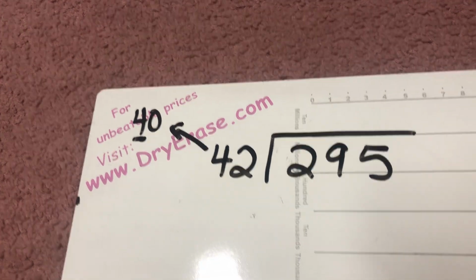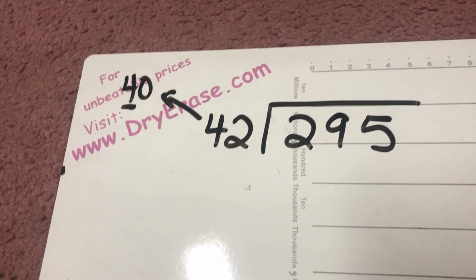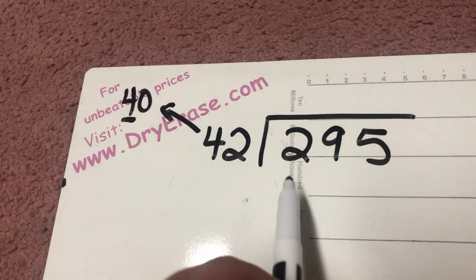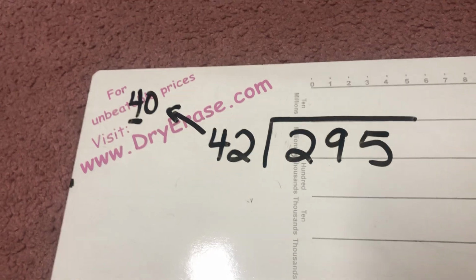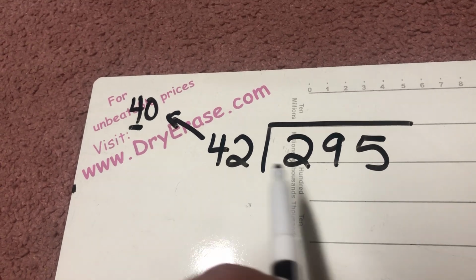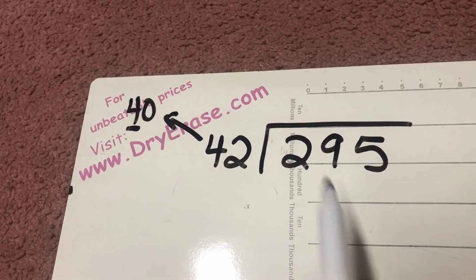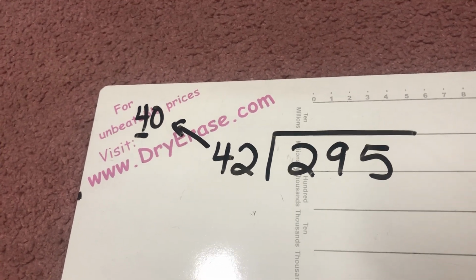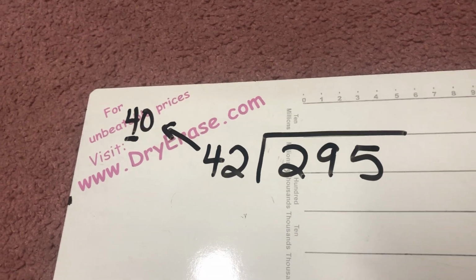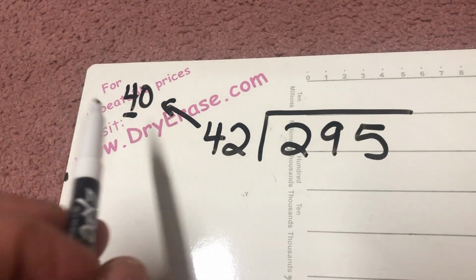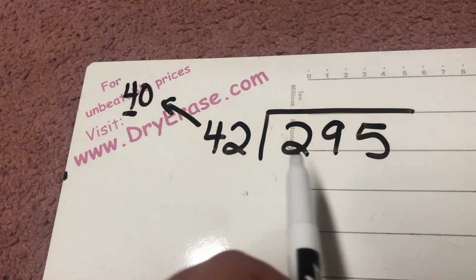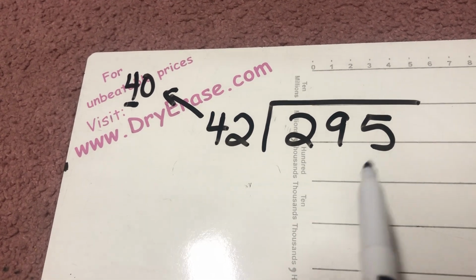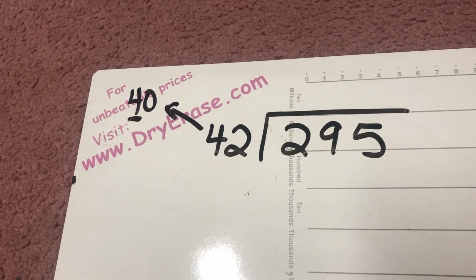And of course, when I multiply, I'll be multiplying by 42. I want to use the smaller number 4. 4 cannot go into 2. 4 can go into 29. I do know that 42 can't go into 2. 42 cannot go into 29. But 42 can go into 295. And the idea I'm after is that the same number of times that 4 can go into 29 is the same or very close to the same number of times that 42 can go into 295.